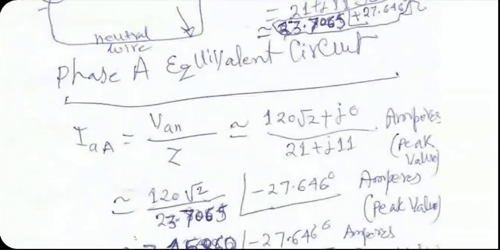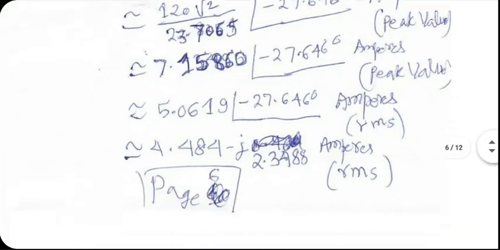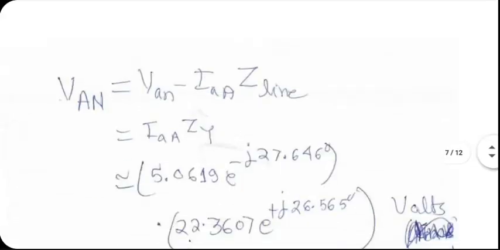So IAA now can be written as VAN divided by that impedance, simplify the result. And since I'm taking VAN in peak value, IAA would also be peak value. And I can convert that result into RMS if necessary, which is what I have done at the end. These are the answers.